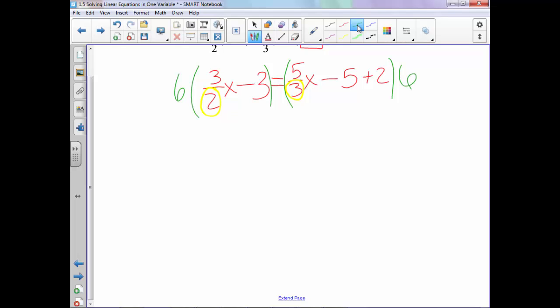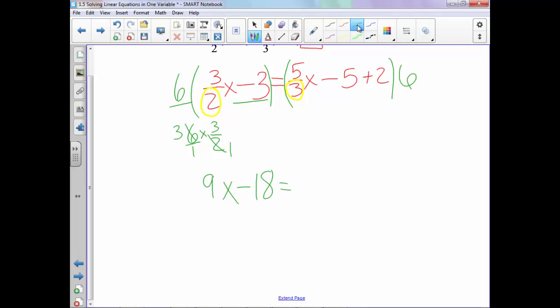So on our left side, when we do 6 times 3 over 2, that is 6 over 1. So our 2 is divisible by 2, we'll have 1 left. 6 divided by 2 is 3. So this will give us 9x. And then this 6 times our negative 3 is just negative 18.